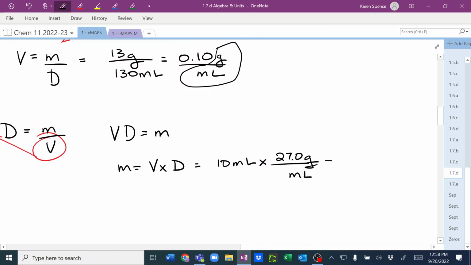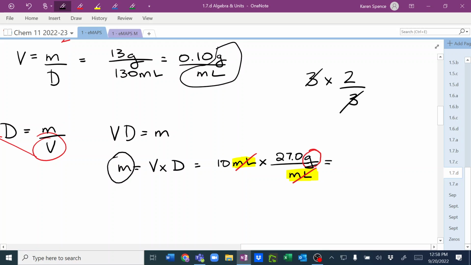And look what happens here. What happens if you have 3 times 2 over 3? What do those 3's do to one another? They cancel each other out. So if you have milliliters on the top and milliliters on the bottom, what do they also do? They also cancel each other out. And what unit are we left with? Grams. And isn't that brilliant? What unit did we want? We wanted grams because mass is measured in grams.